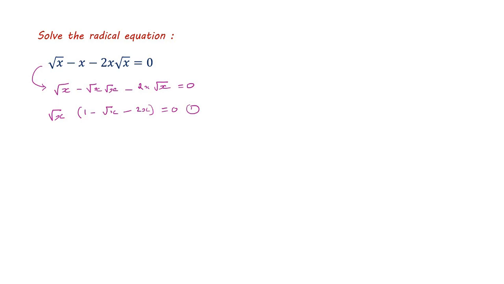Use the zero product property. That means root x is 0, and then 1 minus square root of x minus 2x is equal to 0. So first you take square root of x as 0, which gives you the solution x equals 0. So one solution which we have got now is x is equal to 0. Now go to the second one.